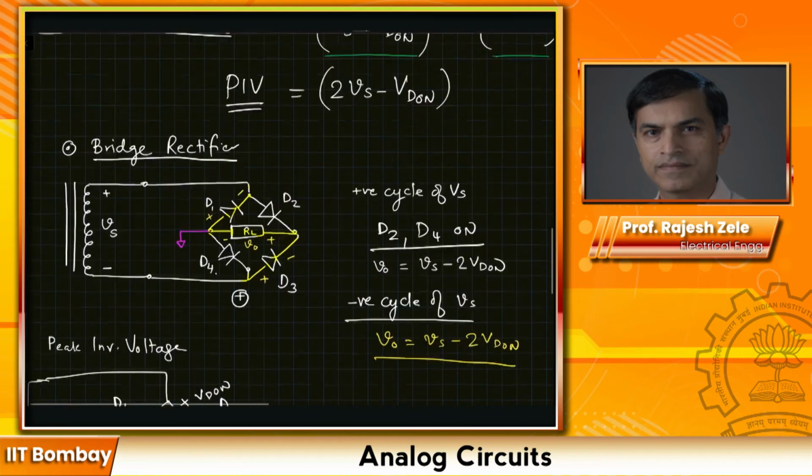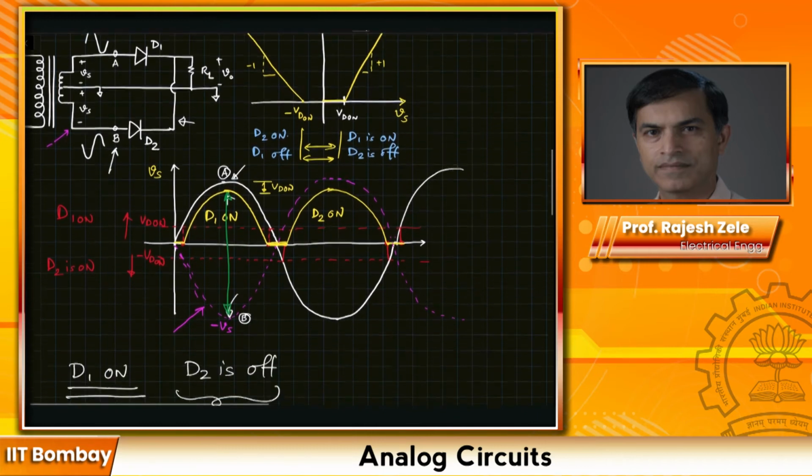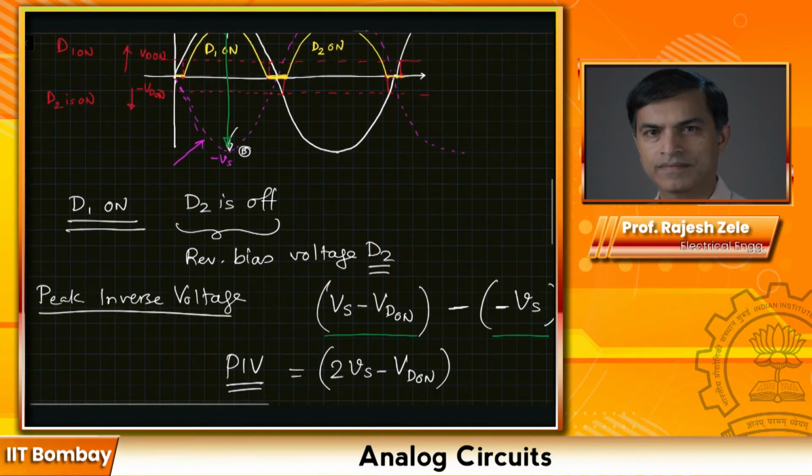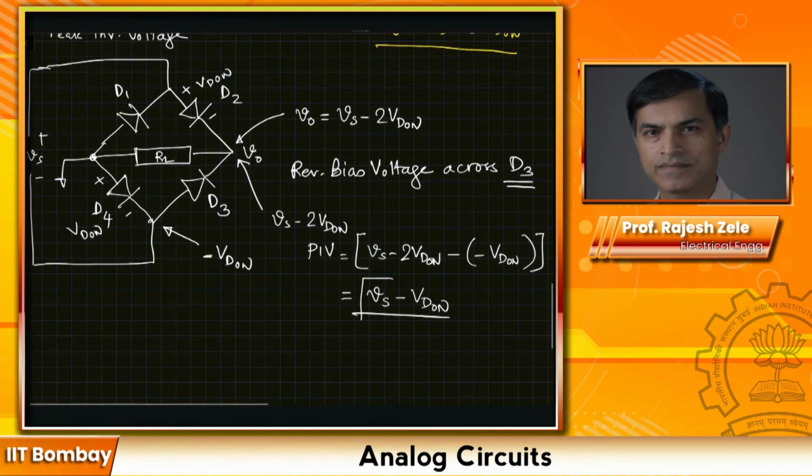Let me remind you again. Let's go over and take a look. In the previous full wave rectifier, we said the peak inverse voltage we had calculated was 2 times Vs minus Vd on. So each diode faces 2x the input voltage as an inverse, reverse bias voltage. So these diodes need to be able to withstand a larger reverse bias voltage compared to the bridge rectifier, where we see it's only a single Vs minus Vd on.